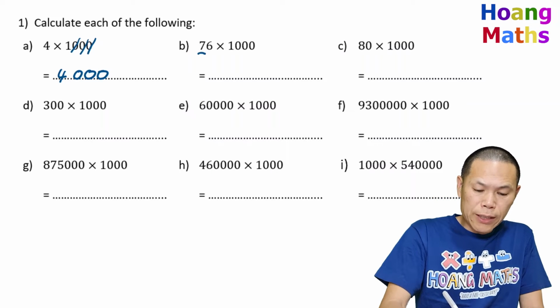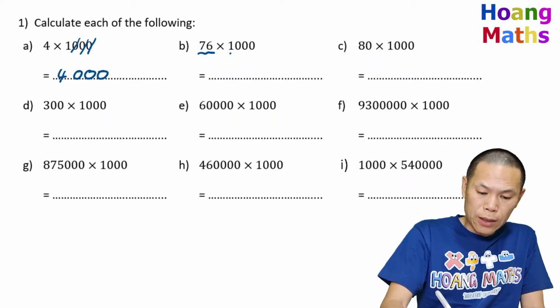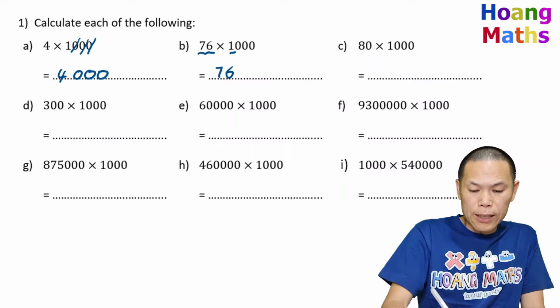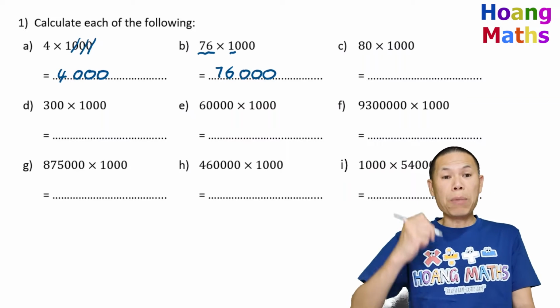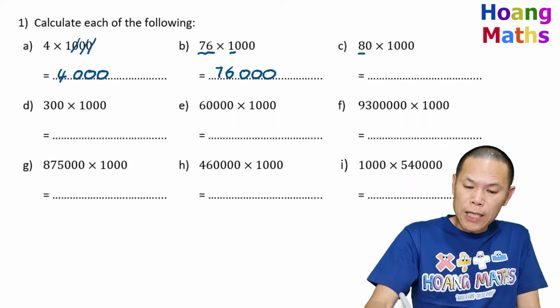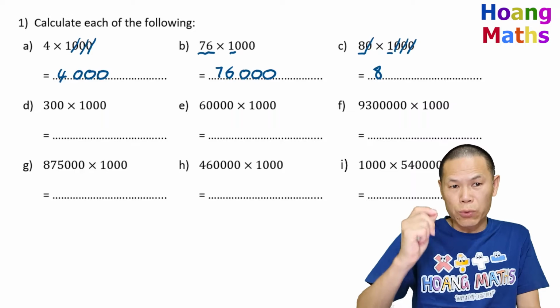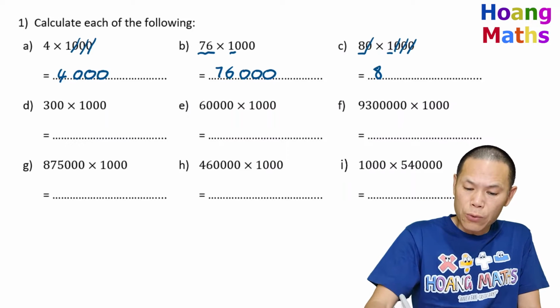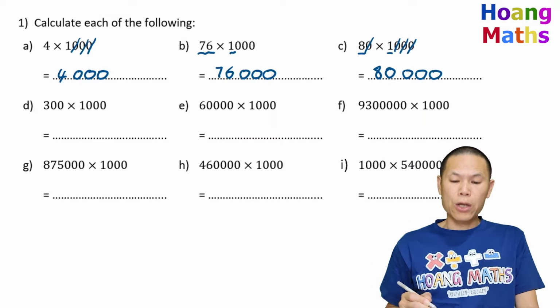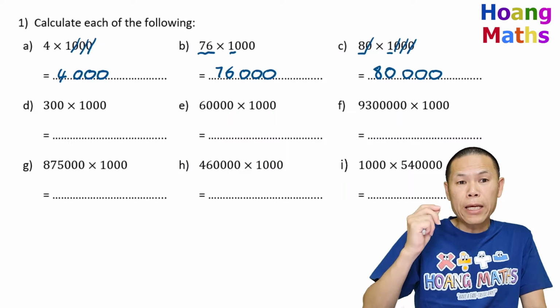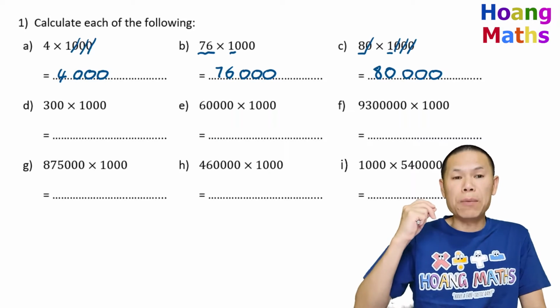Part B. We have 76 times 1, so that gives me 76. And we have 1, 2, 3 zeros. And part C. We have 8 times 1, which gives me 8. And we have 1, 2, 3, 4, so 4 zeros. So we just need to write this down. So there you go.